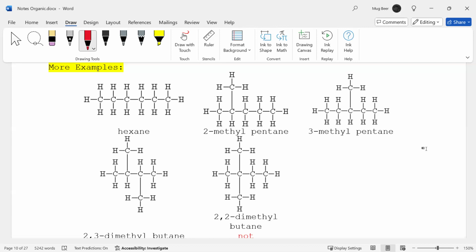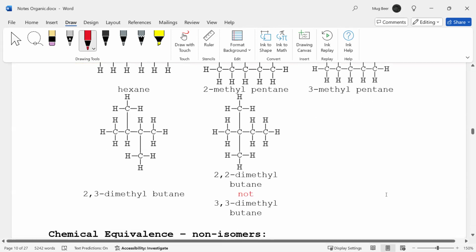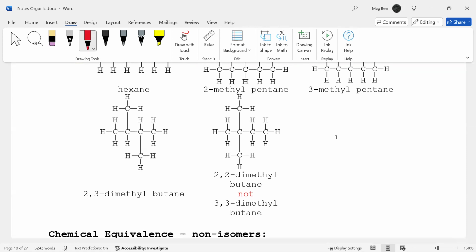And so we go from hexane to 2-methylpentane to 3-methylpentane to 2,3-dimethylbutane to 2,2-dimethylbutane. But not 3,3-dimethylbutane. Right, got to count from the short side. So are they important? Yeah, they're completely different structures.